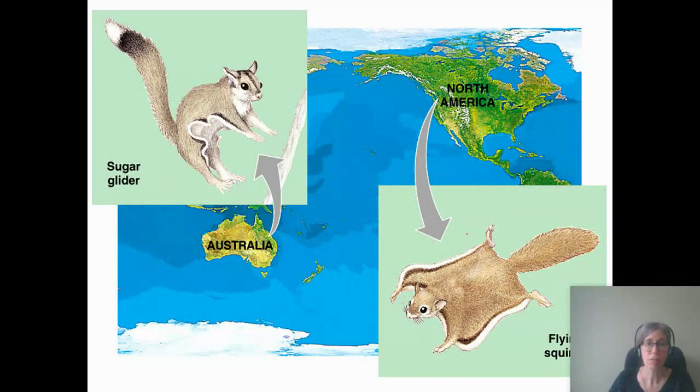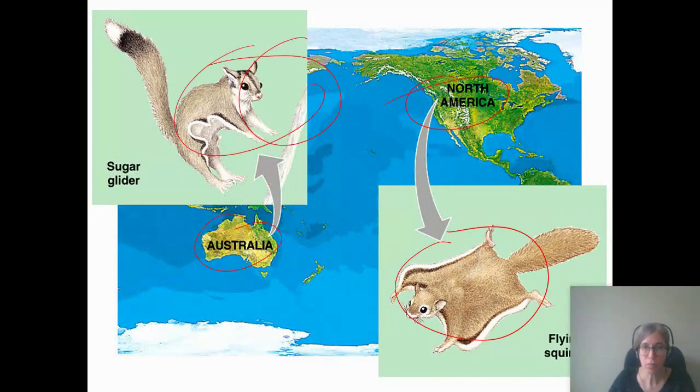Here's another example of convergent evolution. Here's a flying squirrel present in North America. Here's a sugar glider present in Australia. They look so much alike, but they don't actually have a common ancestor that looked anything like that. The selective pressure for both of them was the same. So they both live in trees. They need to jump from branch to branch. They probably both eat nuts. They have to be really good at climbing and jumping from branch to branch. And they ended up both kind of looking the same.